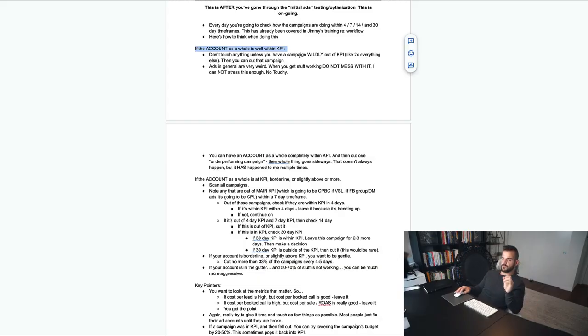But what I'm saying here is if your account as a whole is in KPI and you have maybe a straggler or 2 that's a little bit out, but everything as a whole is in KPI, and then the straggler or 2 is just like 20 or 30% over KPI, especially if it has a history, just leave it, okay? Because ads are very, very weird. There is just something to be said about just not touching it, okay? The less you touch ads, the better, right? We have a saying in our company, no touchy, okay?